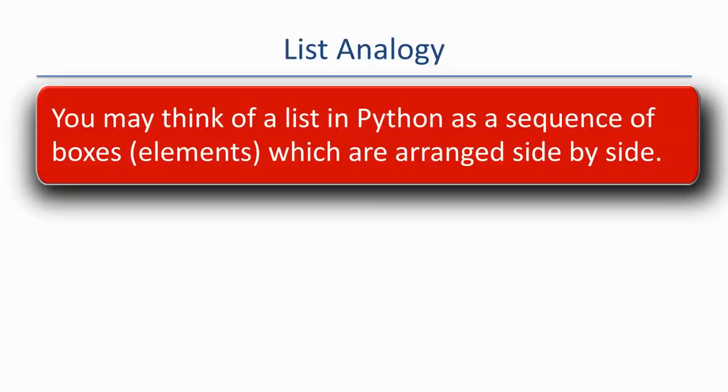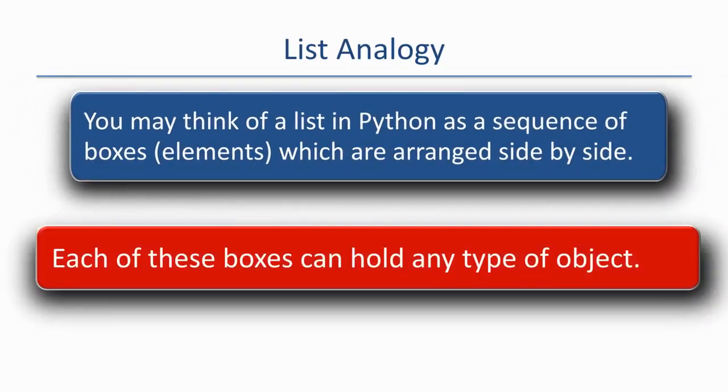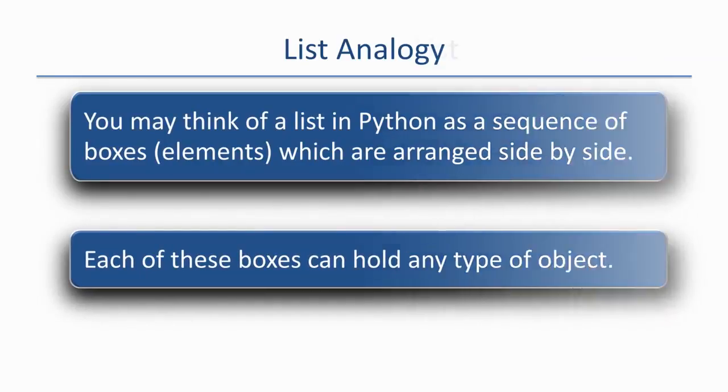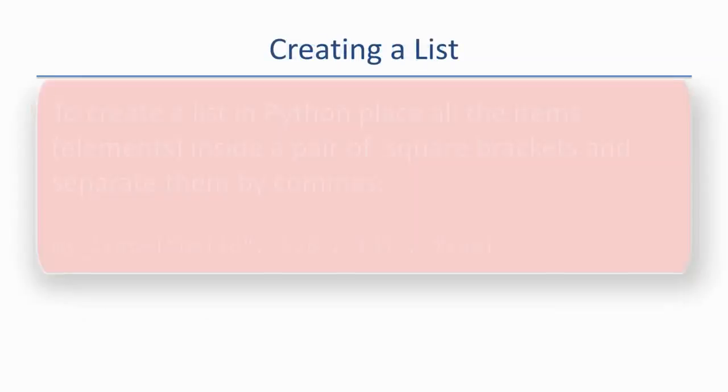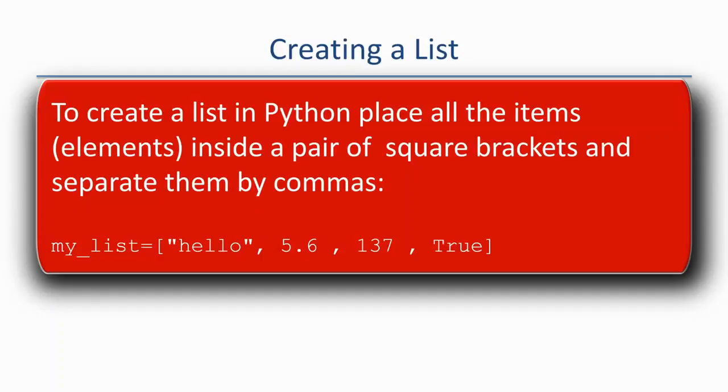You may think of a list in Python as a sequence of boxes, such as shoeboxes, which are arranged side by side, and each box can hold any type of object. To create a list in Python, all you have to do is put the items that you want to create inside a pair of square brackets, assign it to a variable name, and separate them by commas.